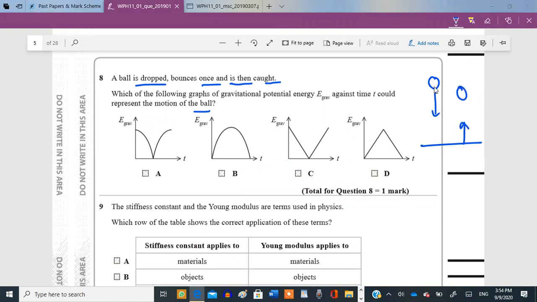Now as it goes down, its height is decreasing, right? And as the height decreases, the gravitational potential energy, which you know is equal to mgh, should fall. So it's going to be a falling curve or a falling graph. So it's either A or C. It cannot be B, nor can it be D. Now, will it fall in a curved fashion, or will it fall constantly? For that you'll need to see what's happening to this.